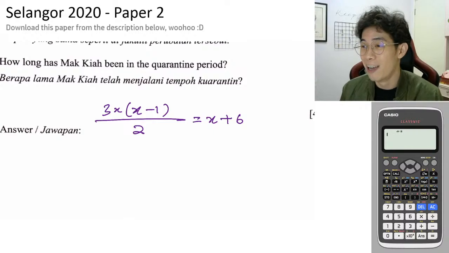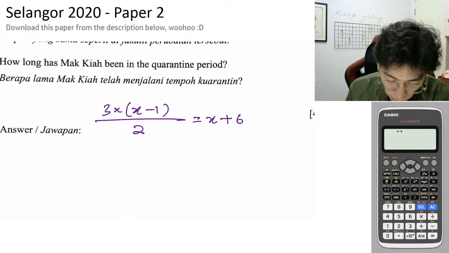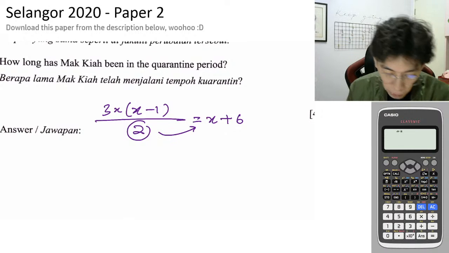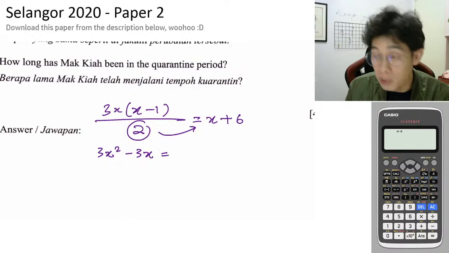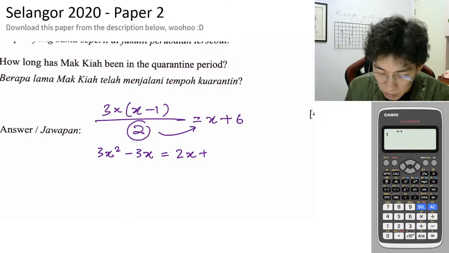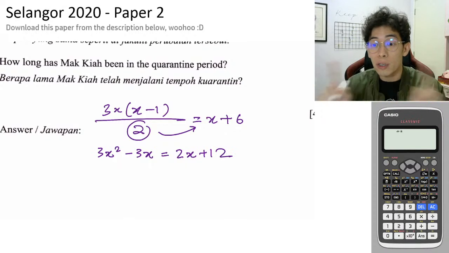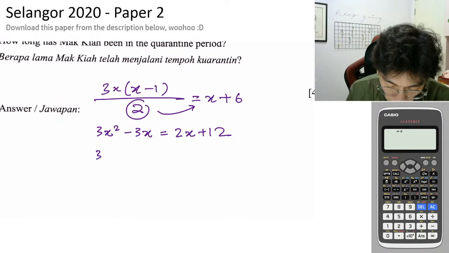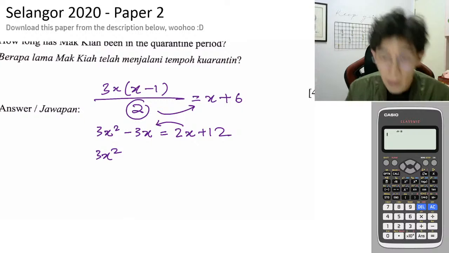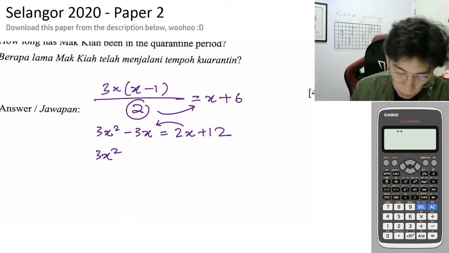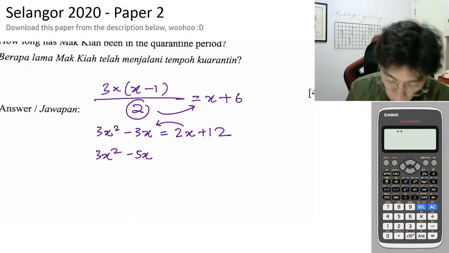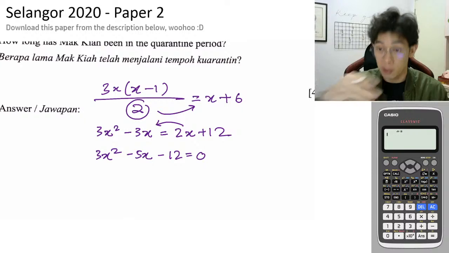Okay, so everyone, the 2 over here, normal standard single fraction, you bring it over and multiply the whole thing. 3x squared minus 3x equals to, I will just multiply straight away, 2x plus 12, and rearrange into general form. So 3x squared, bring this over, minus 3x minus 2x, minus 5x, bring the plus 12 over, make it general form, equals to 0. So minus 12 equals to 0. So that's your second mark.